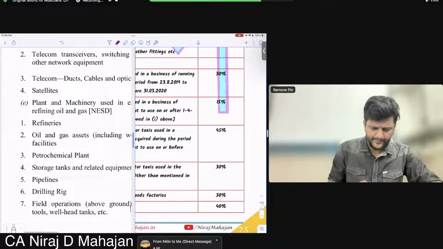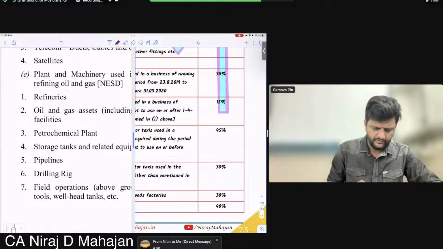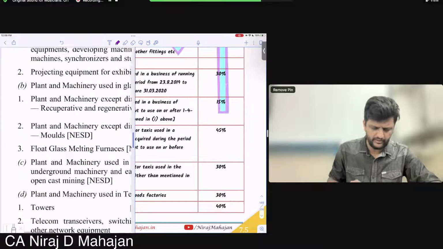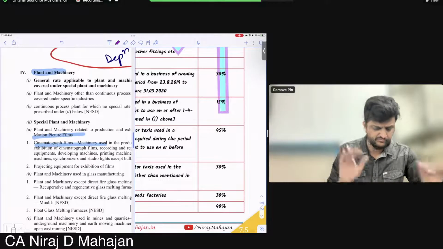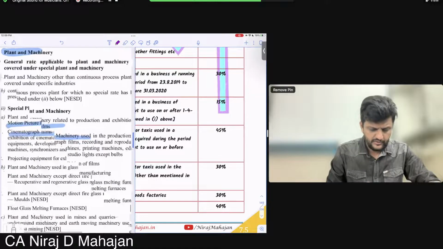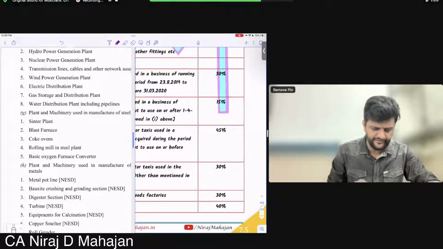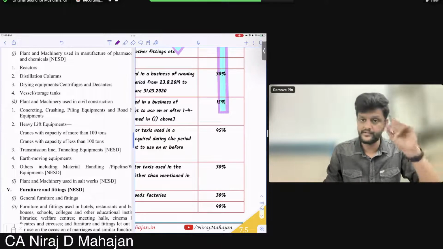See, there are all different types of plant and machinery they can have. I'm not going into the pipeline, drilling rig, petrochemical plant, oil and gas assets, refineries, satellites, telecom towers, cinematographic films, machinery, those film cameras. They have given so many different types of plant and machinery. Clear till here? That is in the Companies Act.